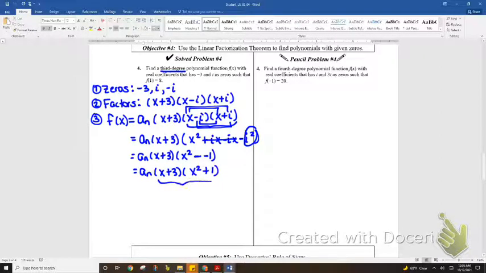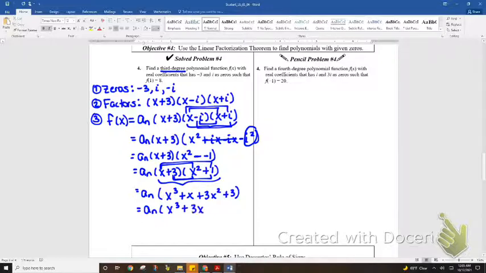Now we want to multiply those together. So we're going to do FOIL again. So x times x squared, x times 1, 3 times x squared, and 3 times 1. Now I don't have any like terms, but I am going to go ahead and put them in descending order of the exponents. So I end up with an a sub n times x cubed plus 3x squared plus x plus 3.